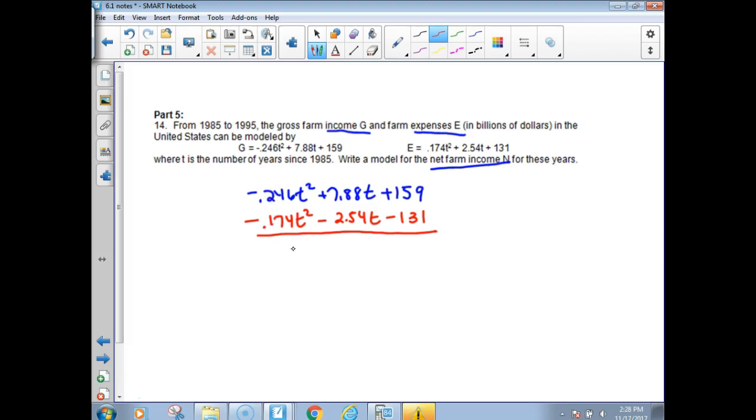So I'm just going to combine. Oh, goodness. I'm going to go backwards because that's the only way I can add these without a calculator. So, 4 and 6 is 10. So I'm going to carry a 1. That's going to be 12. Carry a 1. So it's going to be negative 0.42 t squared. And you guys help me out. Make sure I do this right. Plus 5.34 t, and then last plus 28. Okay, so that would be your net N.